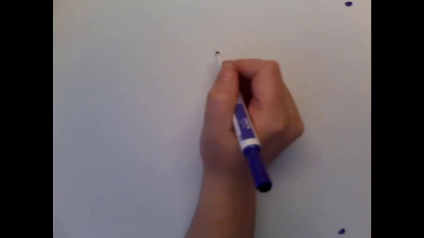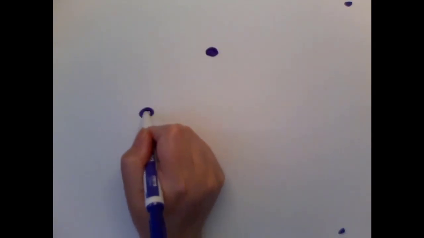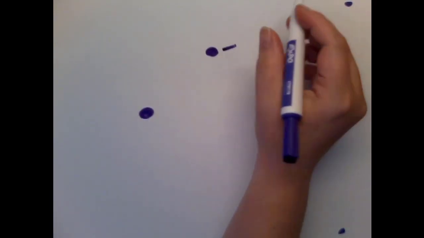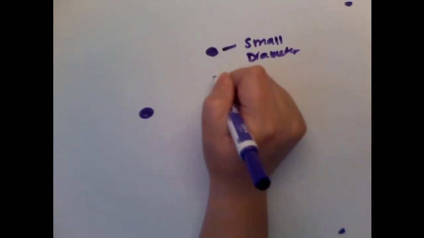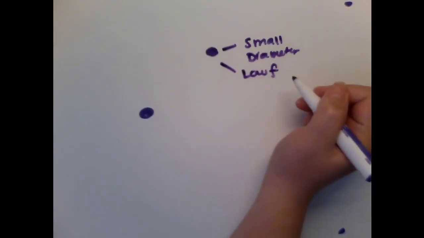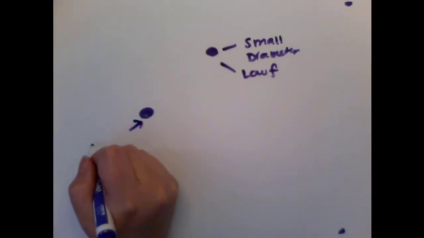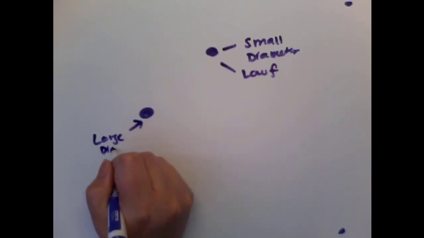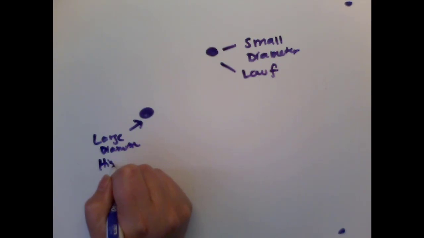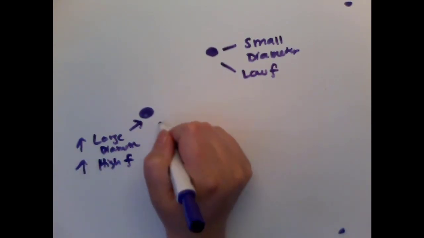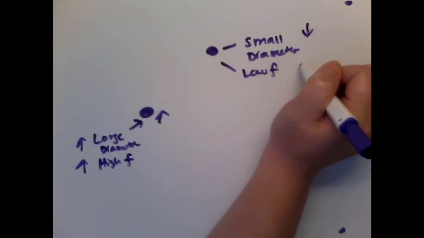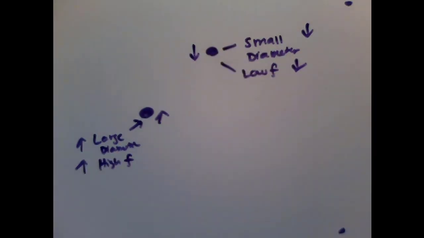So just as a recap, shallow focal depths compared to our deep focal depths. Shallow ones are going to be produced by small diameters and low frequencies, where deep focal depths are going to be large diameters and high frequencies. So when this increases and this increases, this will increase. When this decreases and this decreases, this decreases. Okay, so they're all directly related to one another.